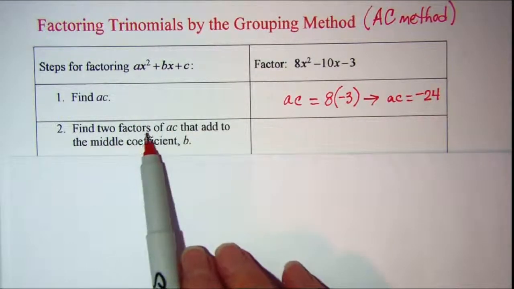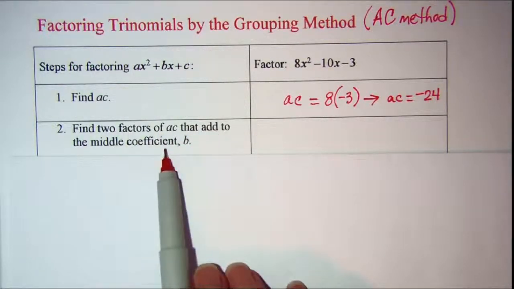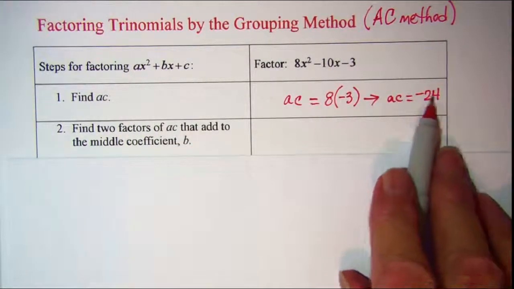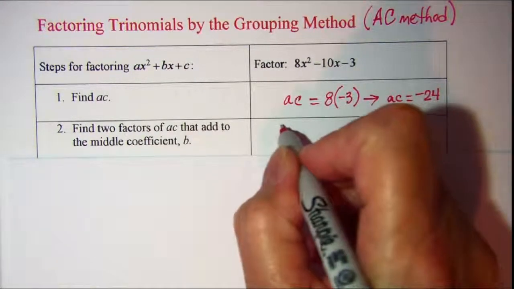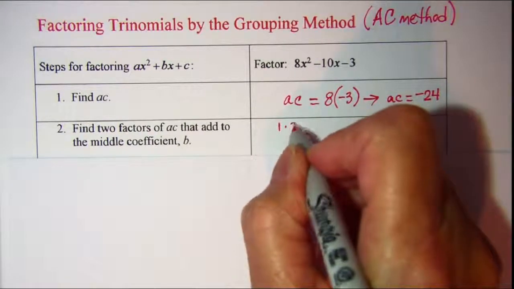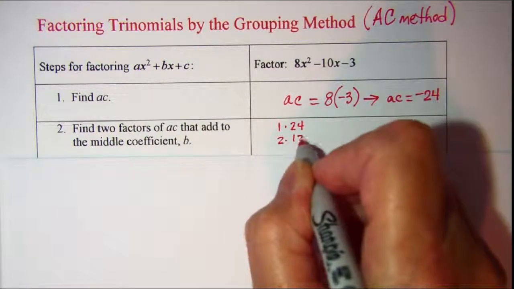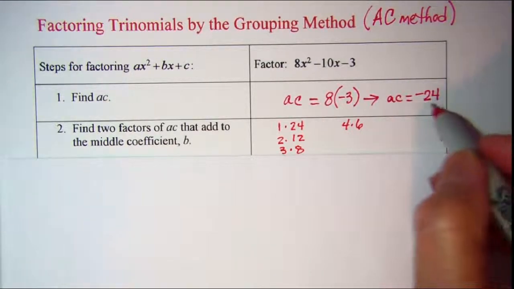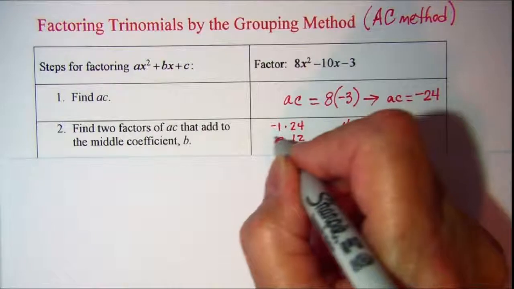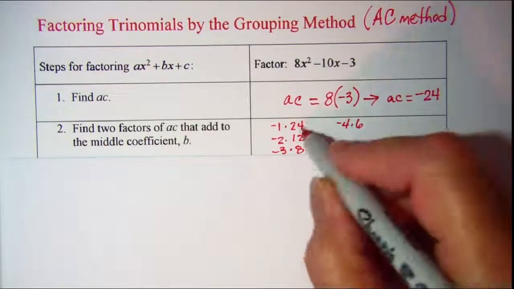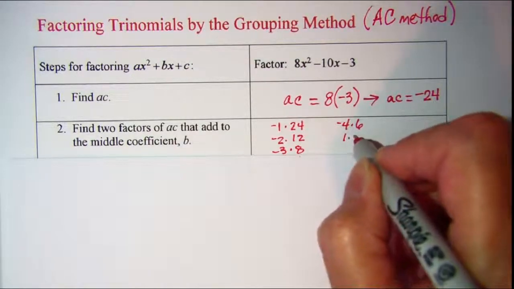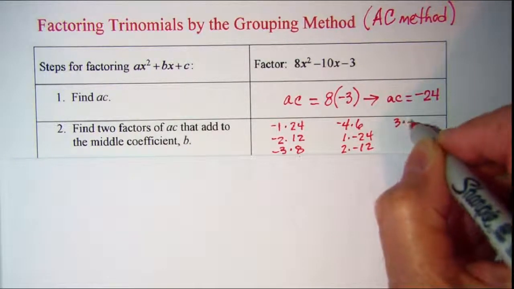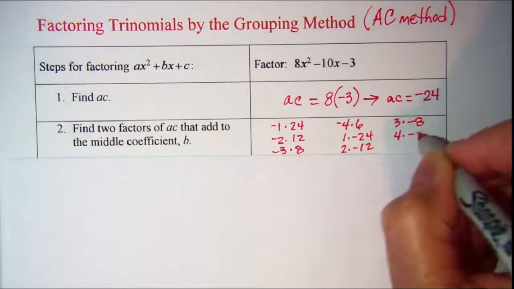Step 2 is to find two factors of AC that add to be the middle coefficient B. Middle coefficient is B. So I'm going to look through the factors of negative 24. I have 1 times 24, 2 times 12, 3 times 8, 4 times 6, and that's it. But I need negative, so negative on all of these. Or I could have negatives on the second factor. So 1 times negative 24, 2 times negative 12, 3 times negative 8, and 4 times negative 6.